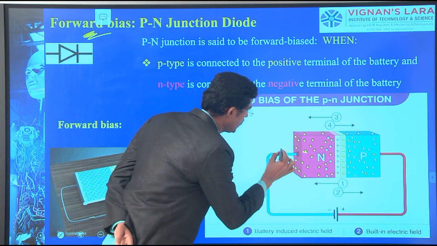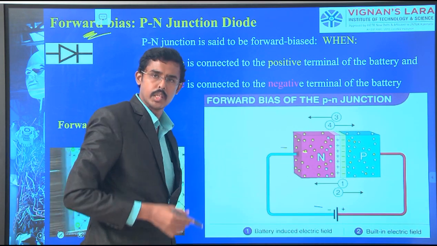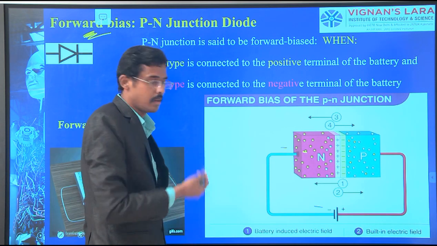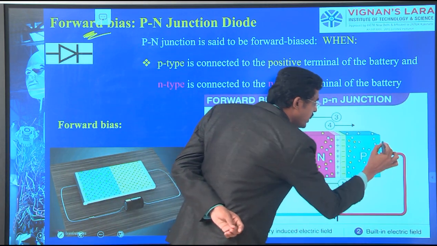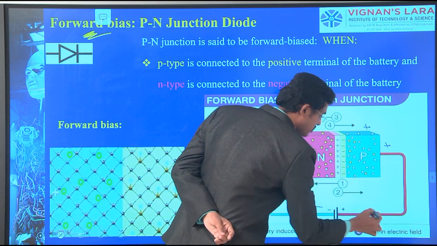Okay, so here also negative. This negative is connected towards the N type. It's forward, N to N, it is forward. Opposite is reverse. That is what the name says. So the P is positive to the positive. It repels.